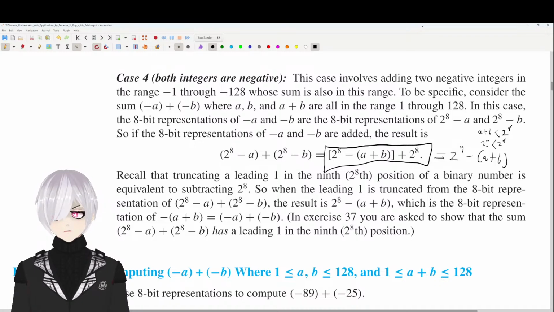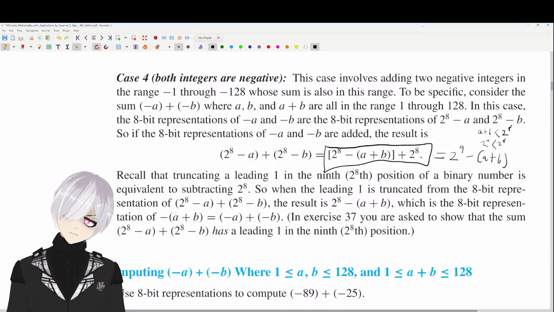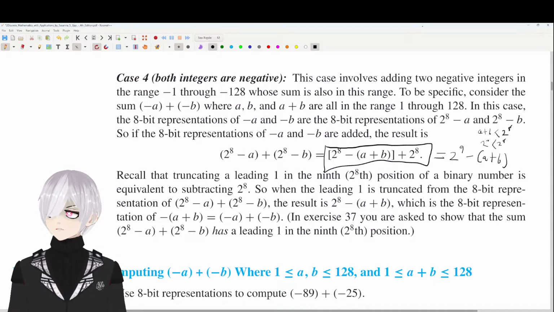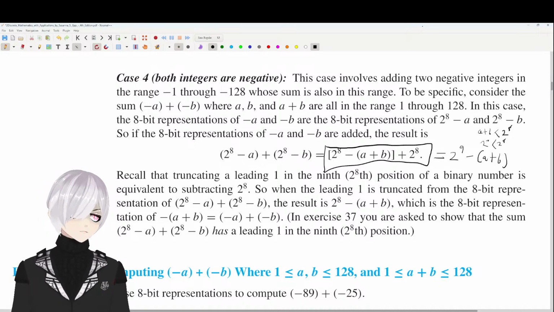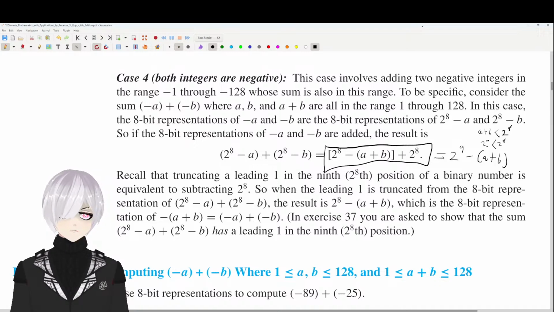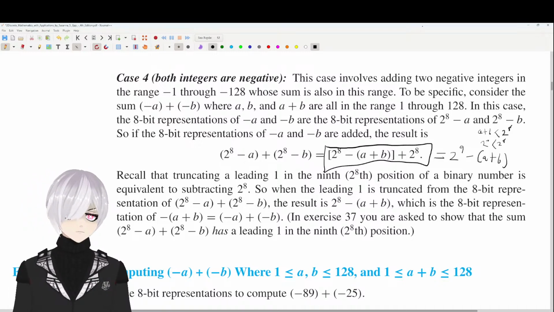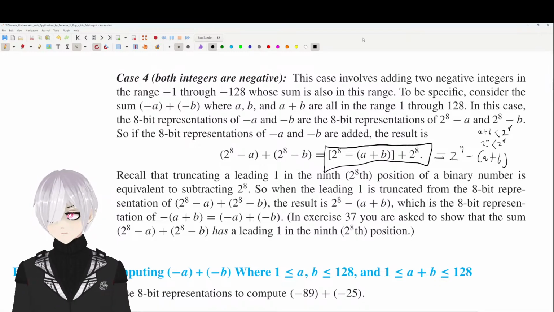The only way you could get under 2 to the eighth from 2 to the ninth is if you were to subtract at least 2 to the eighth. Yeah, exactly. So that's interesting, and in that case that completes the proof.